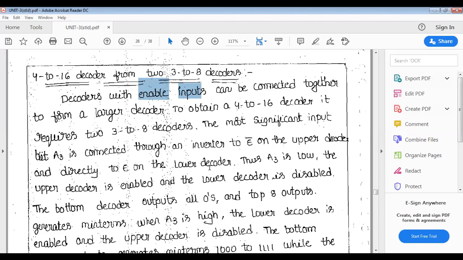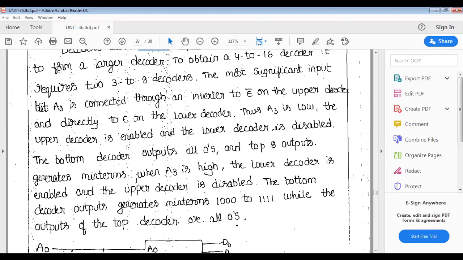The upper decoder is enabled when the most significant input A3 is low. Then the upper 3 to 8 decoder is enabled and the lower 3 to 8 decoder is disabled. In a similar way, when A3 is high, the lower decoder is enabled and the upper decoder is disabled.